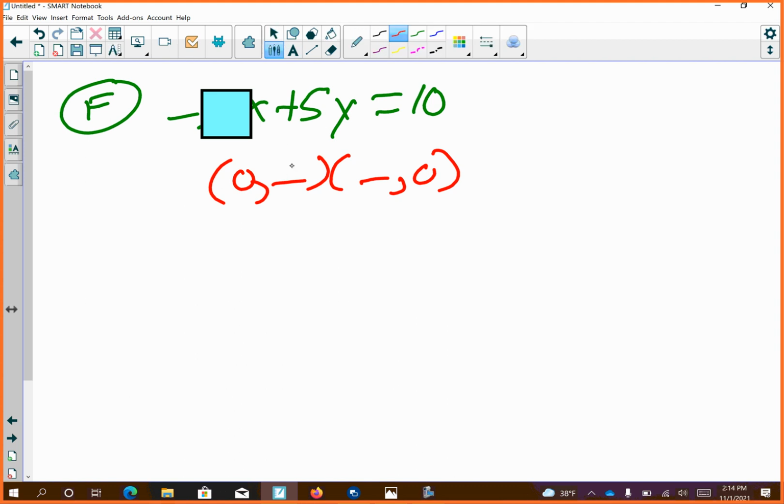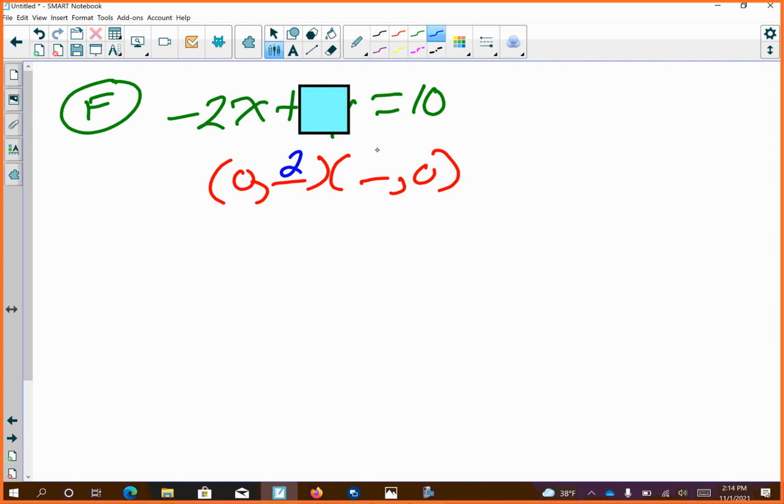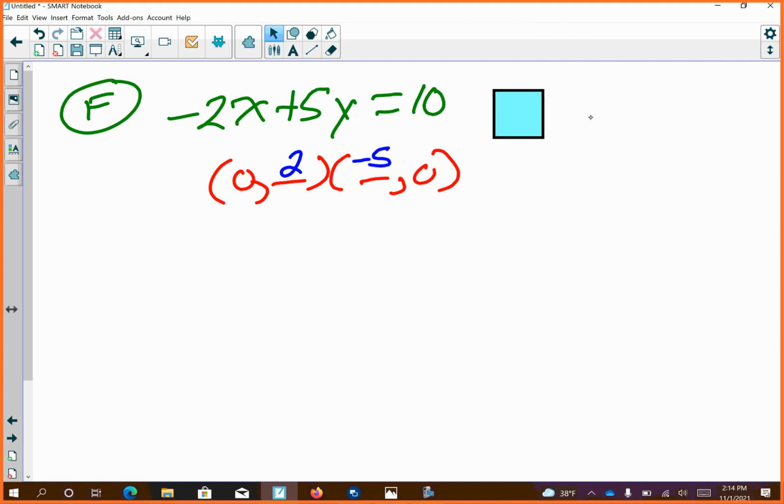Is that here too? Okay. Is that 0 there, an x or a y value? Y. So 2 times what number gives me 5? Or 10? Negative 2 times what number gives me 10? Negative 5. Okay. Let's move it out of the way.